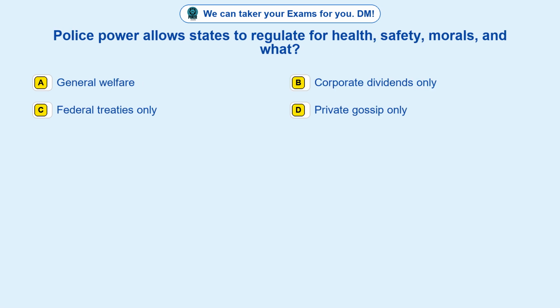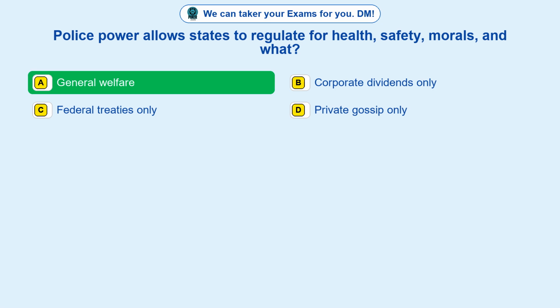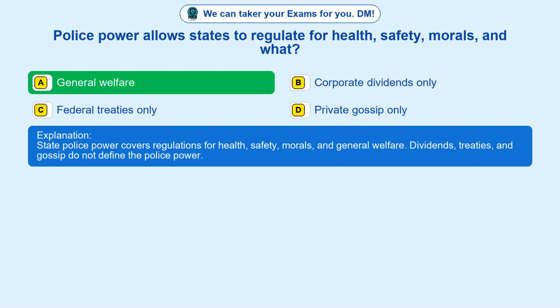Question 45. Police power allows states to regulate for health, safety, morals, and what? Option A, general welfare. Option B, corporate dividends only. Option C, federal treaties only. Option D, private gossip only. The correct answer is option A, general welfare. State police power covers regulations for health, safety, morals, and general welfare. Dividends, treaties, and gossip do not define the police power.